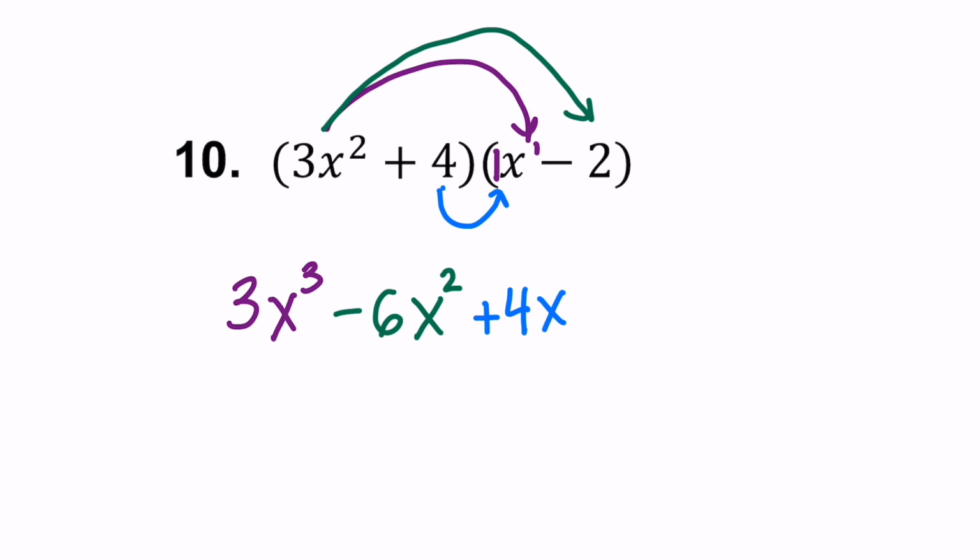And our last two is we are going to multiply 4 times negative 2 which is negative 8. Let me add that x in, and that's our answer. We want to look and make sure there's not any like terms. They're not here, so this is our answer.